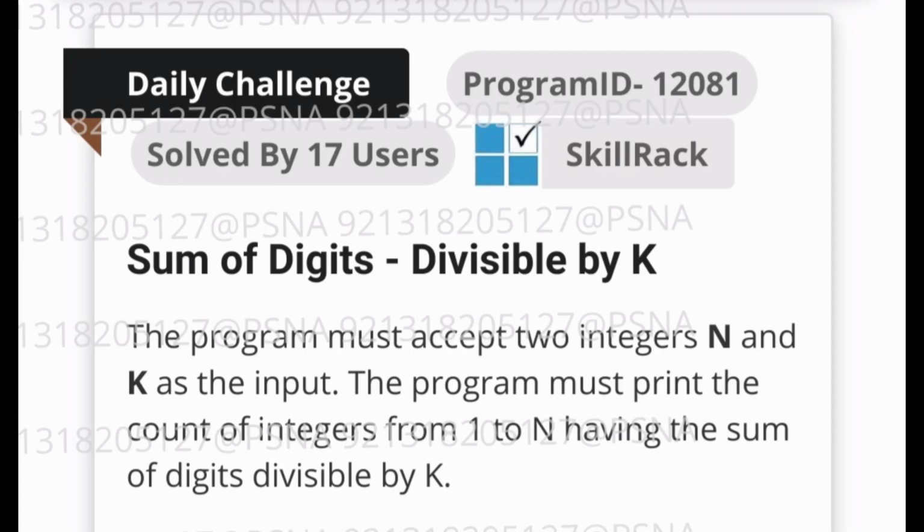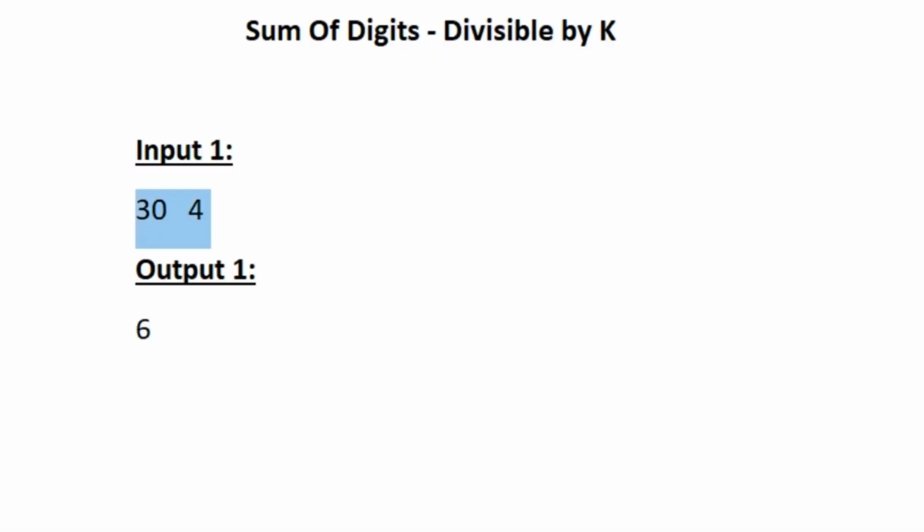This is the question asked in today's SkillTrack daily challenge. In the first line of our input, we are given two integers. The first integer is n and the second integer is k. Our task is to consider all the integers from 1 to n. Here n is equal to 30, so we have to consider all the integers from 1 to 30.